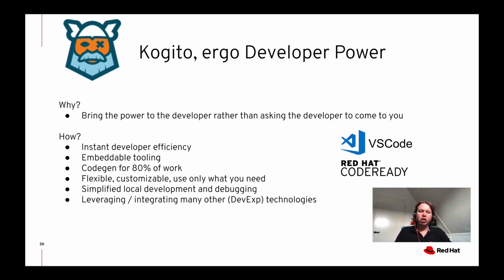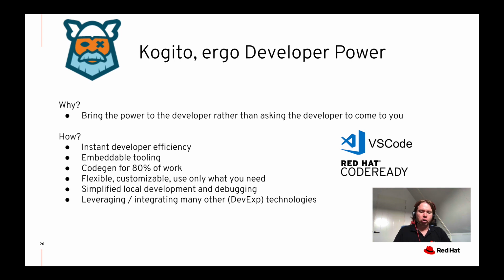So it gives you simplified local development and debugging as well, because what we add to the Quarkus ecosystem is that live coding I mentioned earlier, where you can start your application in developer mode and you can change your application code and it automatically gets recompiled. That also works for business automation resources like business processes and rules.